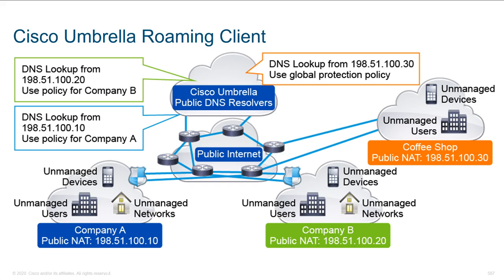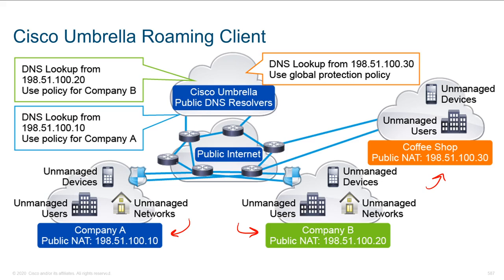Cisco Umbrella supports what we call a roaming client, and depending on how you've got it configured to operate, you're going to be able to interact with your clients in different ways. So let's go through it real quick. In this scenario, we've got effectively 3 different users. We've got company A in the blue, company B in the green here, and then we've got another user located at a coffee shop. So basically 3 of us here.